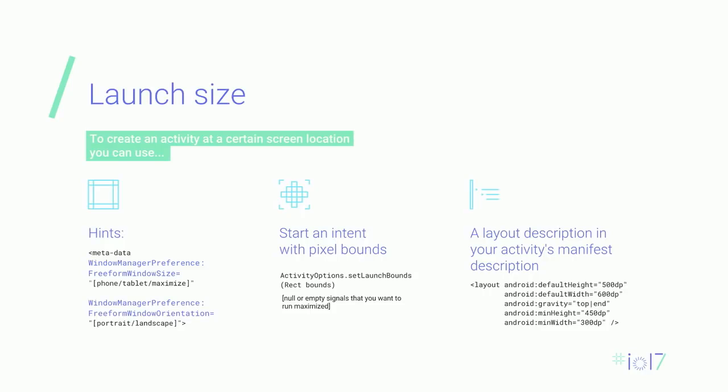Then the next thing is you can actually start your intent with a special options command, which is already there since N. By specifying the set launch bounds, you can then move your window to a certain size and location. And the last possibility you have is for every intent, you can also specify a layout command, which allows you to give a minimum size, a default size, and where it should actually be laid out on the screen. Should it be left, right, top, and so on.